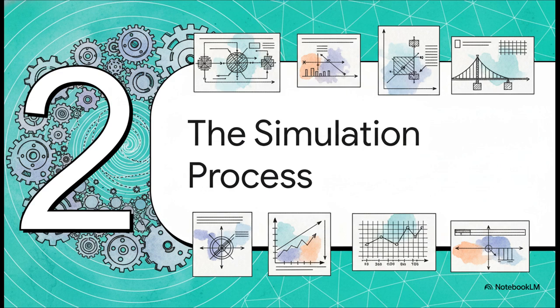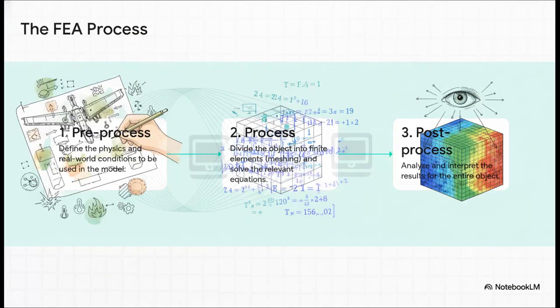So how does an engineer actually do one of these virtual tests? Well, the process is really logical. It breaks down into three main stages. First up, you have the pre-process. This is where the engineer lays out the whole problem, right? They define everything. What's this thing made of? What kind of forces are we talking about? Is there heat involved, pressure, all that stuff?